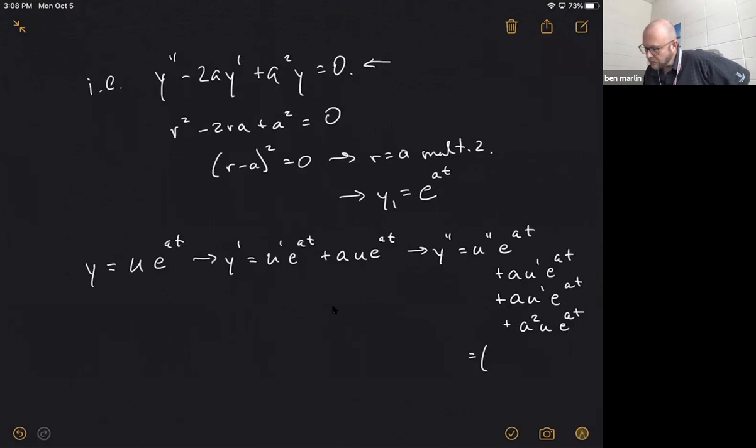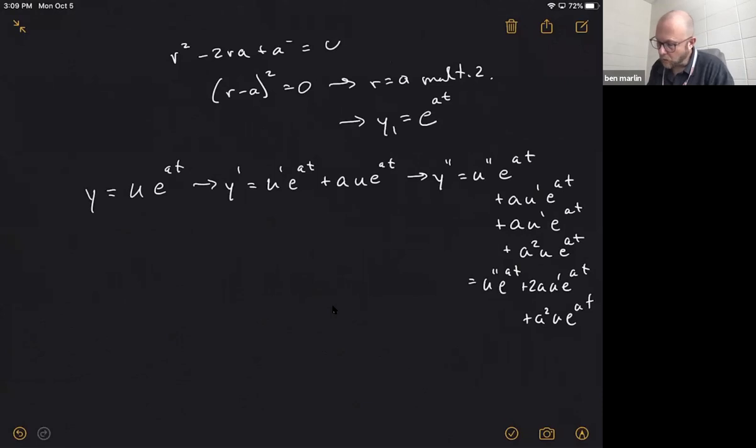So if I gathered it together, no, I don't think I want to gather it together. If I wrote it out, u double prime e to the at plus 2a u prime e to the at plus a squared u e to the at. All right.